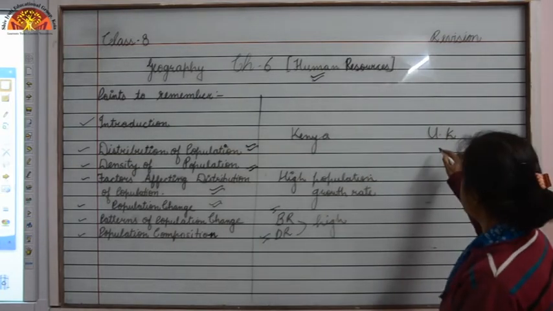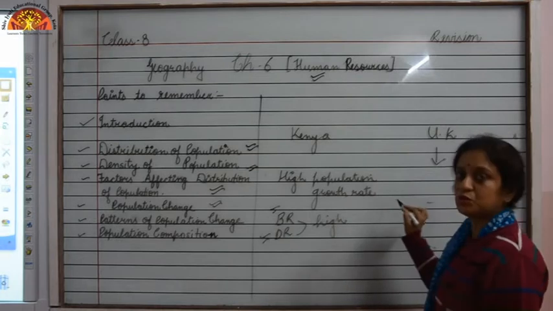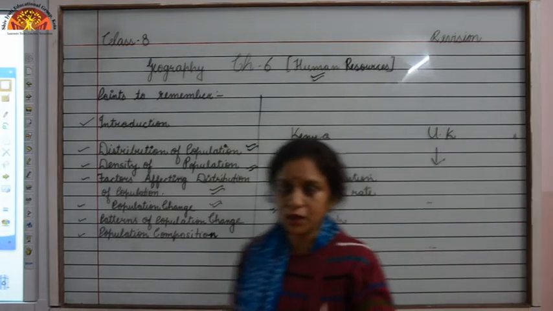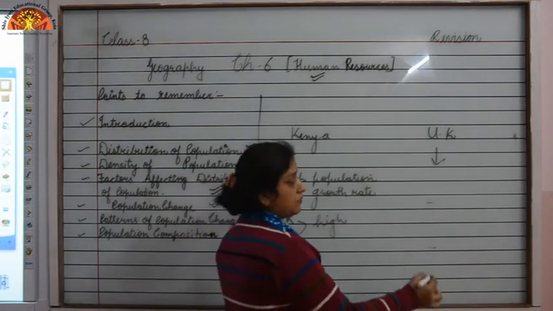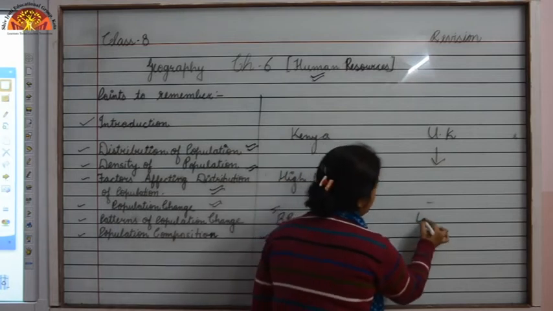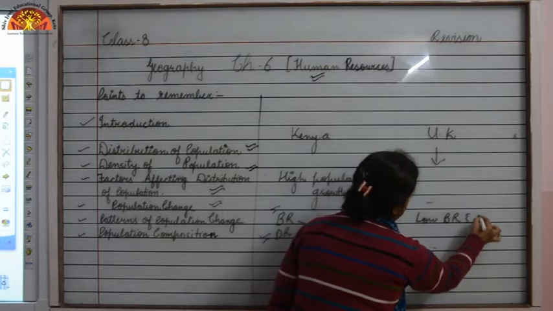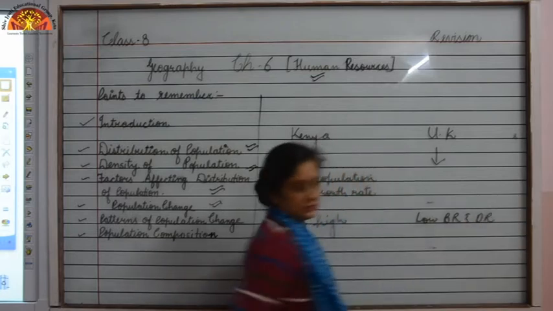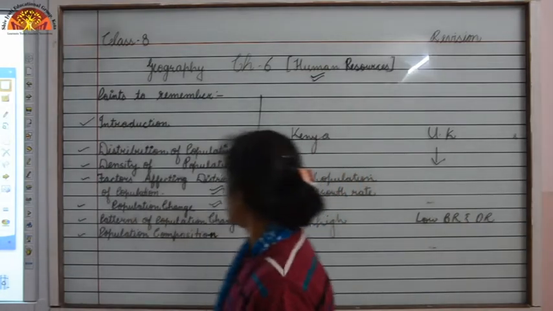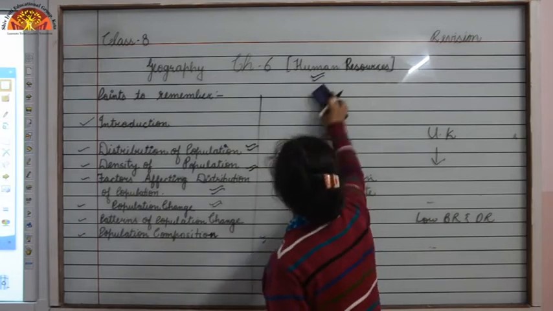If we talk about UK, population growth is slowing. In UK, population growth rate is slowing because of low birth rate and death rate. Clear? Next and the last topic, that is population composition.